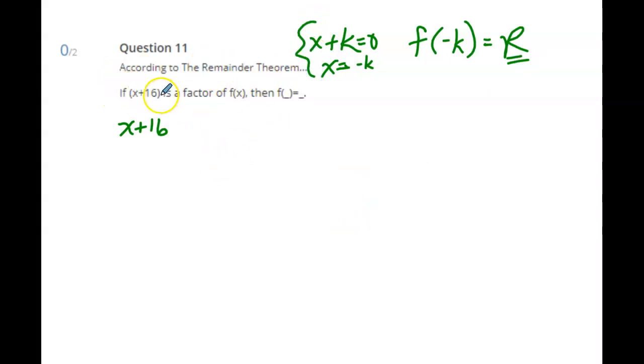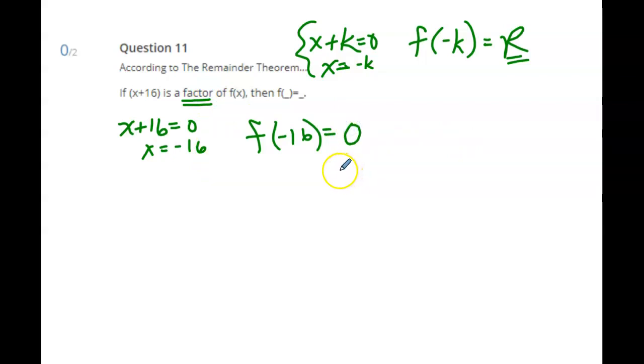So if x plus 16 is my divisor, then I'm going to substitute negative 16 in for my x's. So I evaluate f of negative 16, and the answer is going to be the remainder. Now it tells me that x plus 16 is a factor, and the factor theorem says that the remainder is 0 whenever we have a divisor that is a factor. So f of negative 16 equals 0 would be the correct answer.